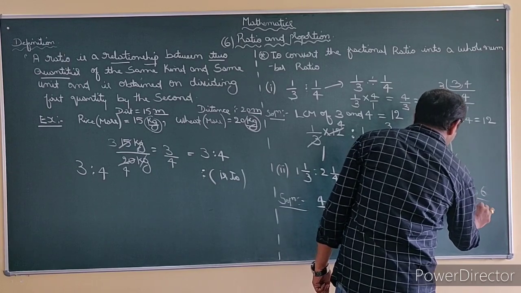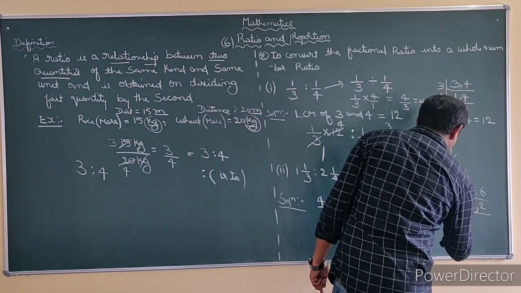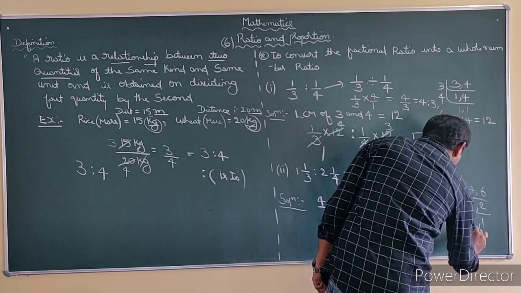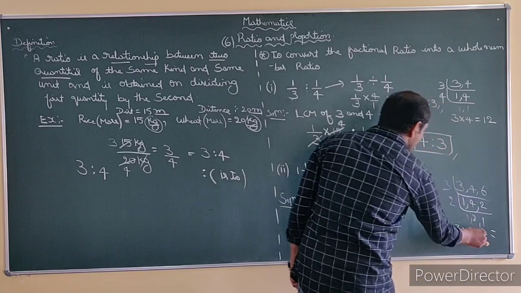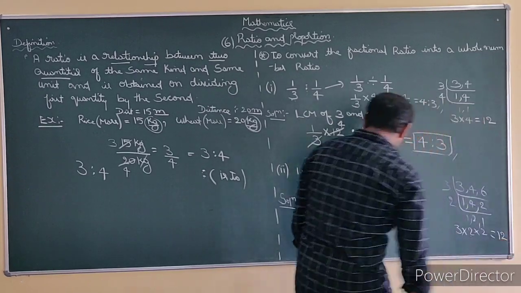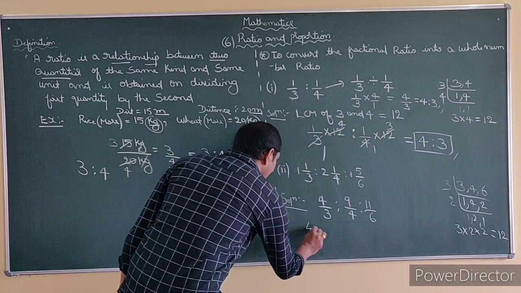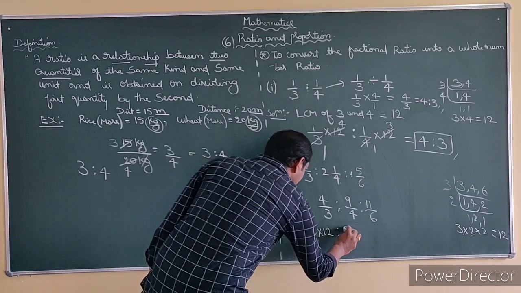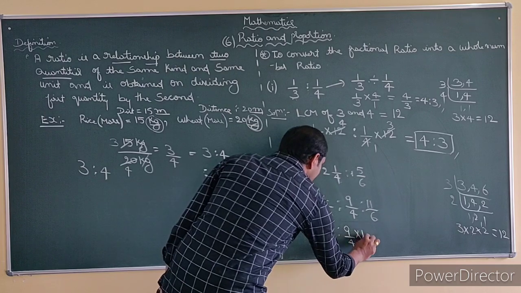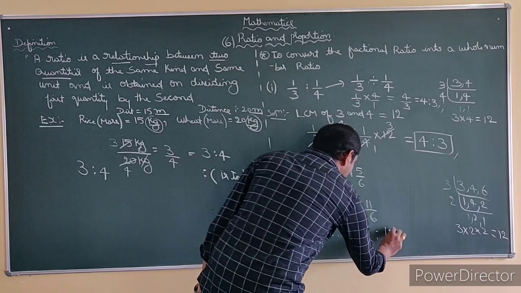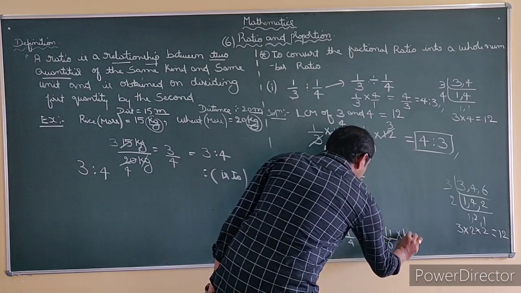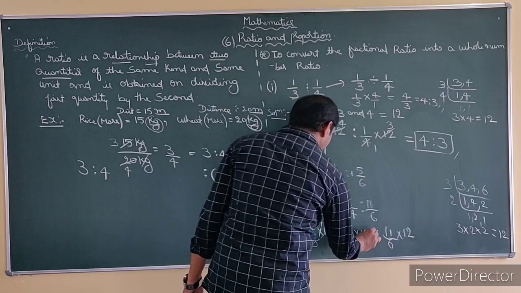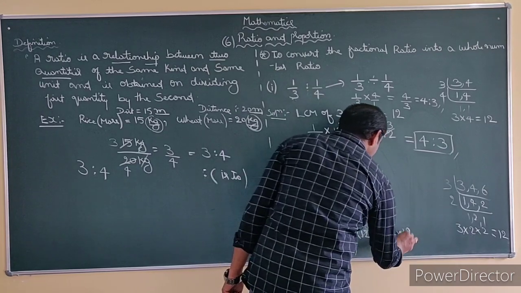3 ones are 3, 3 2s are 6. 2 2s are 4, 2 ones are 2. So we have 3 into 2 into 2. 3 2s are 6, 6 2s are 12. So what is the LCM? LCM is 12. Therefore you take 4 by 3 into 12, is to 9 by 4 into 12, is to 11 by 6 into 12. 3 ones are 3, 3 4s are 12. 4 ones are 4, 4 3s are 12. 6 ones are 6, 6 2s are 12.